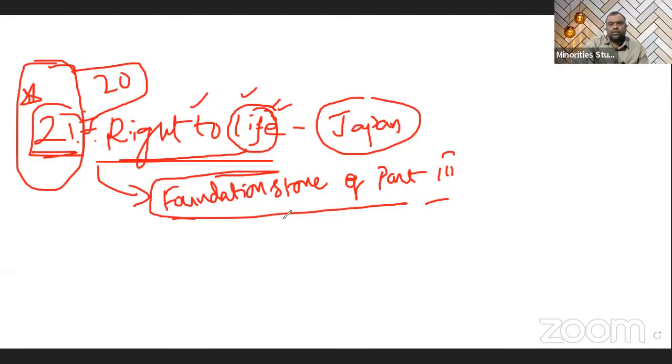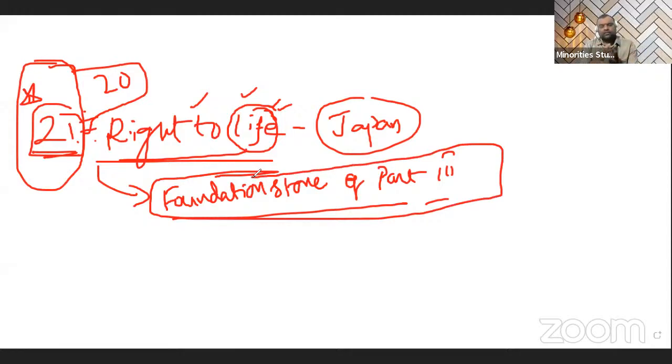This article forms the foundation stone of Part 3 of the Constitution, because in Part 3 of the Constitution, all the articles are fundamental rights. A person has to be living, because for a living person all these rights are applicable. For a dead man, it is not applicable. So what does this article talk about? A person should have a right to life and personal liberty. This article completely talks about right to life and personal liberty.